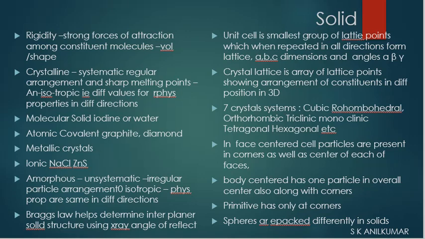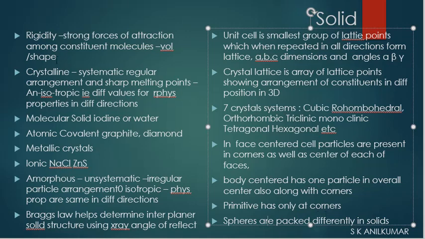In a face-centered cell, particles are present at the corners as well as at the center of each of the faces. Suppose it's a cube: the particles may be present only at the corners, or at the corners and the center of the body. These are the different ways in which the unit cells are arranged in a solid. Some are primitive, meaning particles are only at the corners. In some solids, the spheres are packed differently in each structure: some only at the corners, some at the corners and the center, some at the corners as well as the faces of the cuboid.